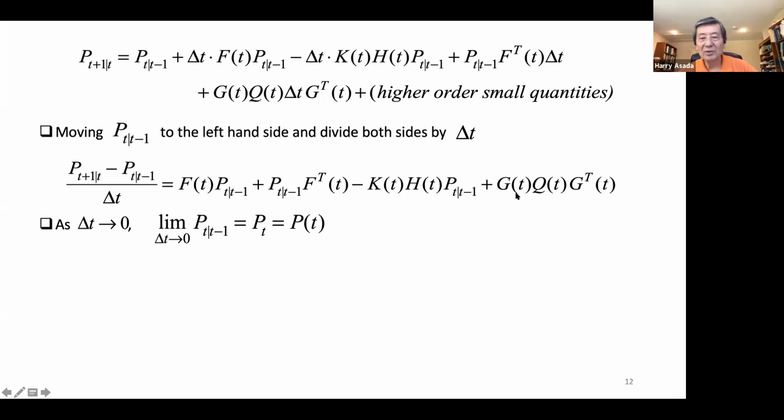And now what we would like to do is to push delta T to its limit of 0. And obviously this one becomes the derivative of P, right? Now, as you reduce delta T, the a priori covariance and the a posteriori covariance get closer and closer. And then we assume they are converging to the same one, given by this expression. And now we represent it as a continuous time covariance matrix PT.